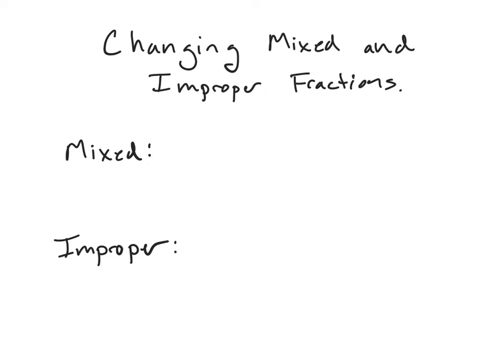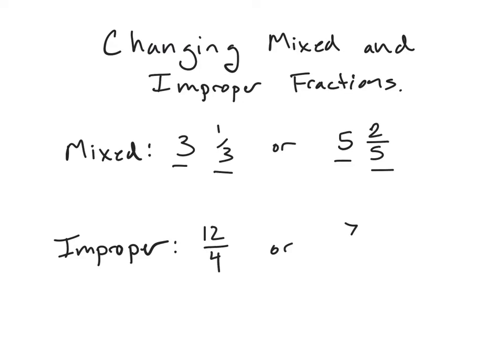So a mixed number could be an example of 3 1/3 or 5 2/5. You've got your whole numbers and then you've got your fraction. Now, improper means that we just have a fraction where the numerator is larger than the denominator. So 12/4, where 12 is bigger than 4, or 7/2. Those are improper fractions.